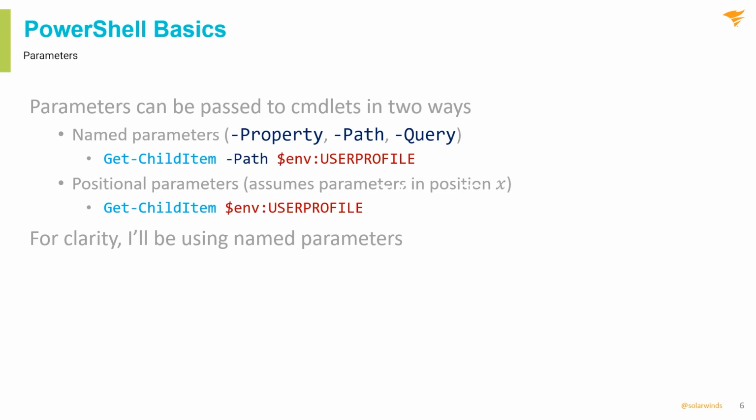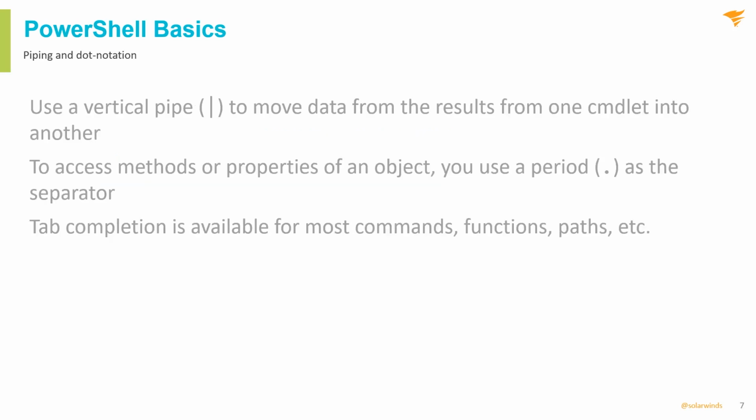Now what that means is we can go ahead and do the shorthand. And we can also use aliases, which we will not be covering, but a lot of them are pre-built in. For clarity, for all the examples I'm going to be working with, I'm going to be using named parameters so you actually understand what I'm talking about. The way to get information from one commandlet into another commandlet, or from a variable through a process and then into another variable, is the vertical pipe. That is shift-backslash, like that. And that's basically how you move from one thing to another.